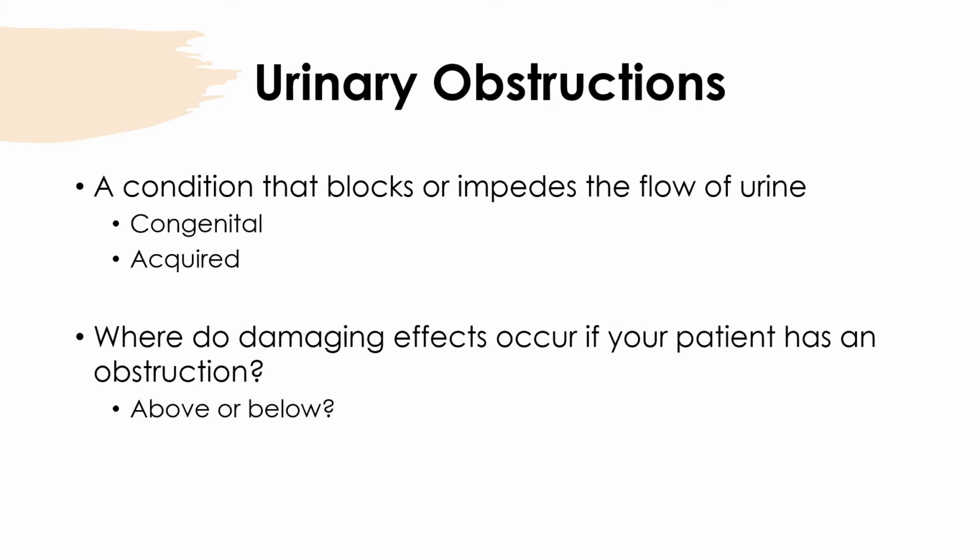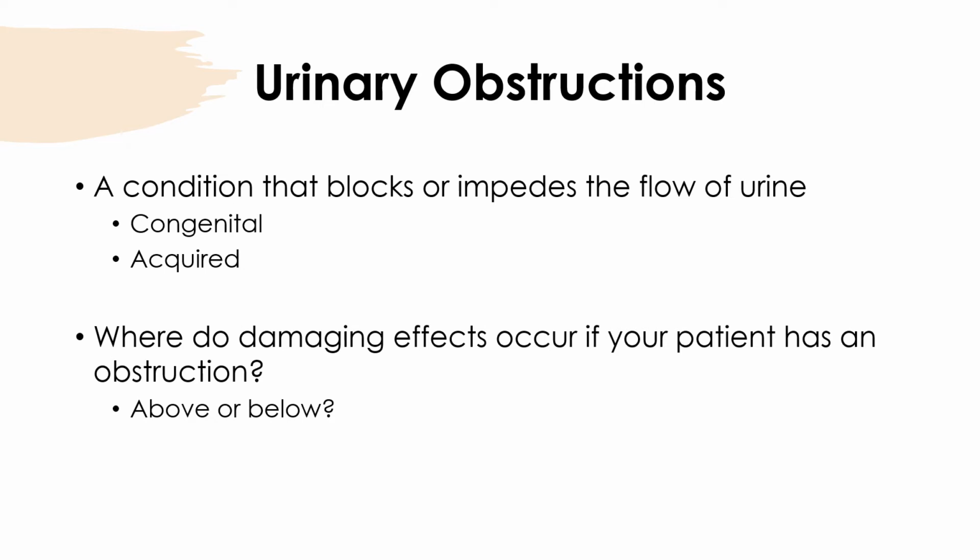Okay, so moving on to our disease processes. So starting off with urinary obstructions. A urinary obstruction is a condition that blocks or impedes the flow of urine. So an obstruction can either be congenital or acquired, and we'll talk a little bit about that. And really the severity of the obstruction depends on the location of it and how long the obstruction has been there. And if there's any presence of urinary stasis or infection. So if urine's been sitting for a while, we're going to probably have increased bacteria, right? So we just have to be cautious with that.